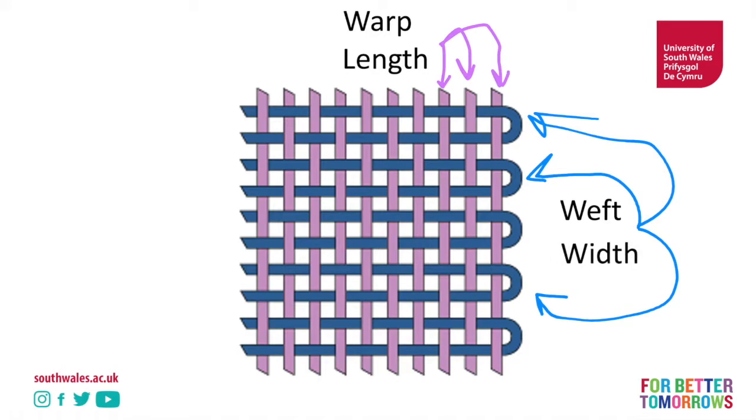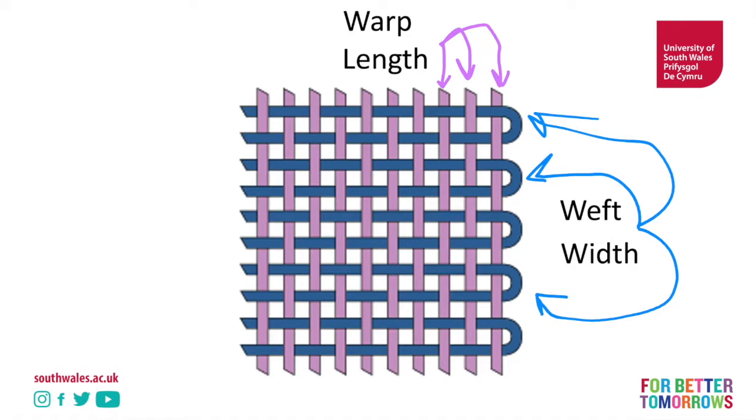If you see here where my blue arrows are, those loops where the weft thread turns back on itself, that edge is called the selvedge. And you'll find it on both sides of the fabric. That is a really easy way to tell where your fabric edge is.